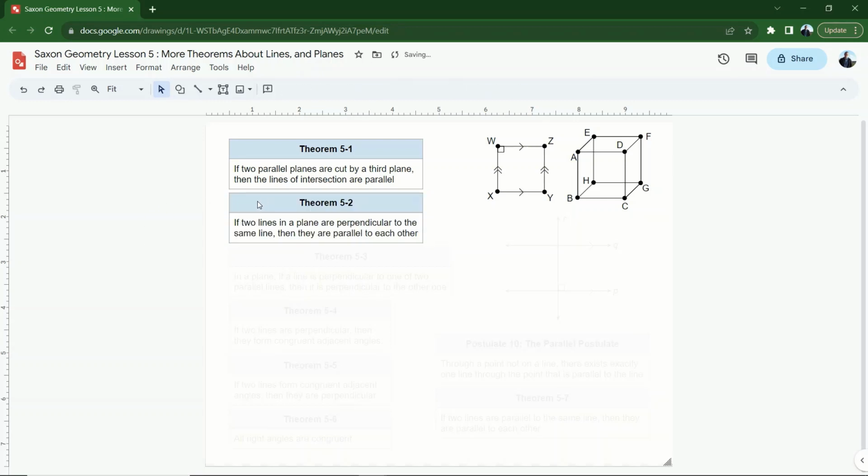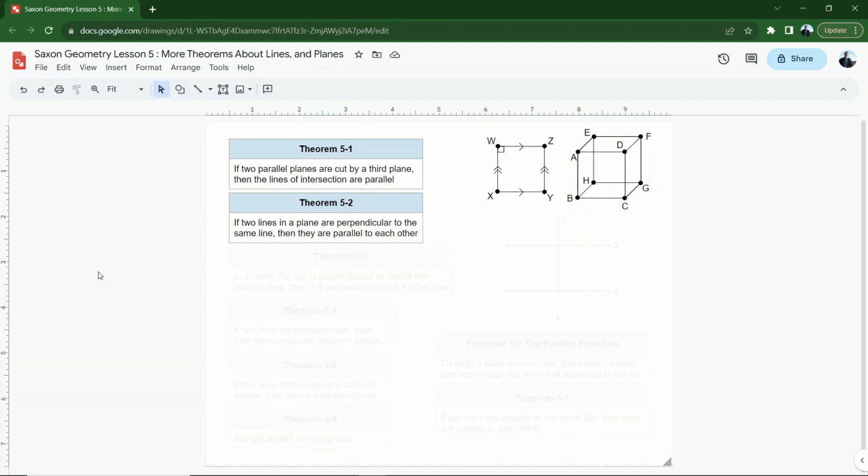Let's take a look at the next theorem. If two lines in a plane are perpendicular to the same line, then they are parallel to each other. Let's go back to our cube once again. AB and CD are both perpendicular to AD, okay? So look at AD across the top. AB and DC are both perpendicular to that top line. Okay, if they're perpendicular to the same line, that's a way of indicating that they're parallel to each other.